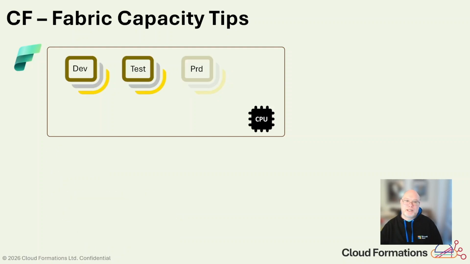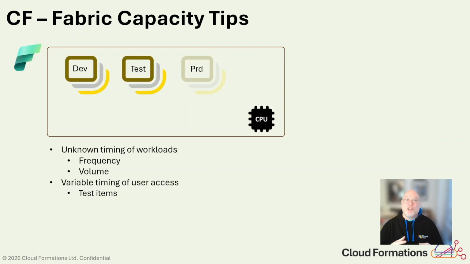Now we're going to compare that to dev and test, where you can have an unknown timing of workloads in terms of frequency and volume. Dev is going to be running maybe more interactive notebooks and firing up Spark clusters and doing a bit more weird things. Maybe in test you're going to do full reloads of stuff. So there's going to be a very, very independent timing of frequency and volume at times in your dev and test. And this could occur in other workspaces as well, not just dev and test. So you will have variable timings of user access to test items, probably a little bit less than production, because people aren't going to be consuming things daily in test, in the volumes that you have in production.